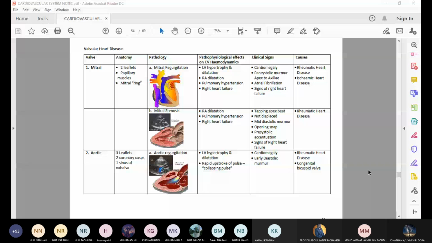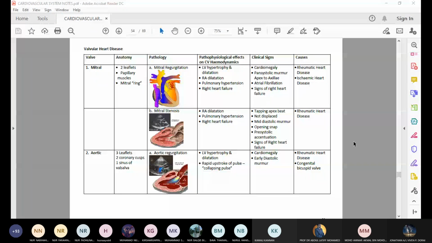is what happens when you have aortic regurgitation. Okay. What happens when you have aortic regurgitation? Blood that is pumped by the left ventricle out into the aorta then comes back into the left ventricle because the valve is regurgitant. Okay.